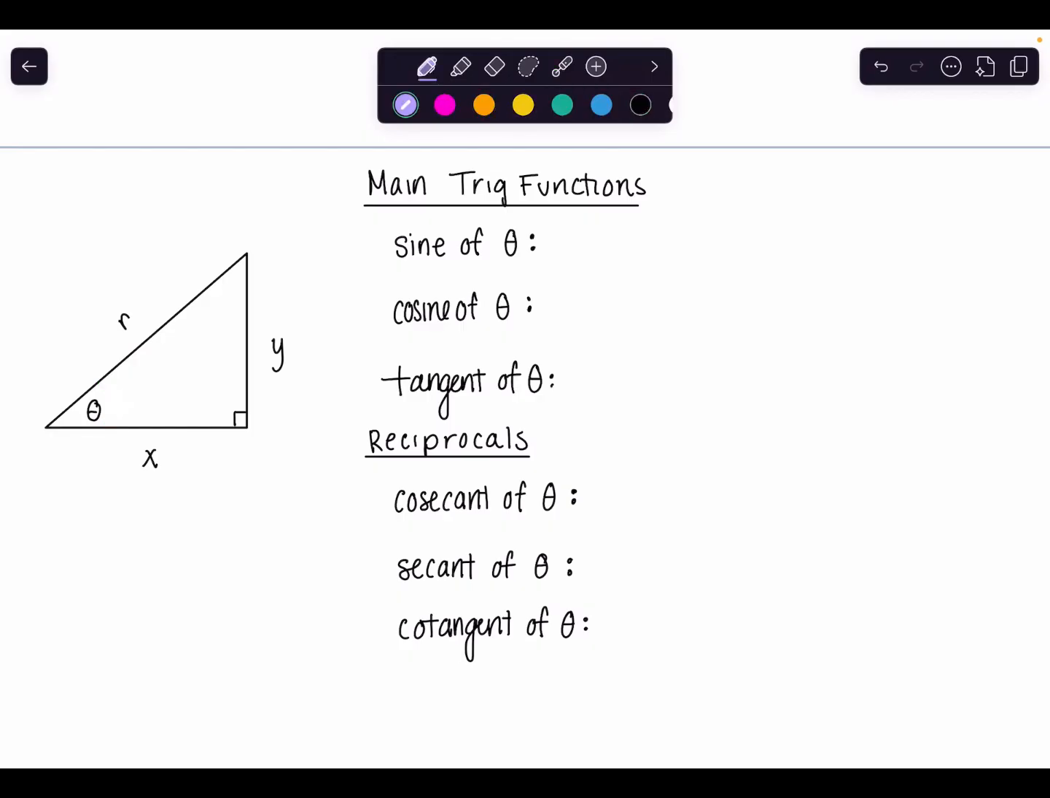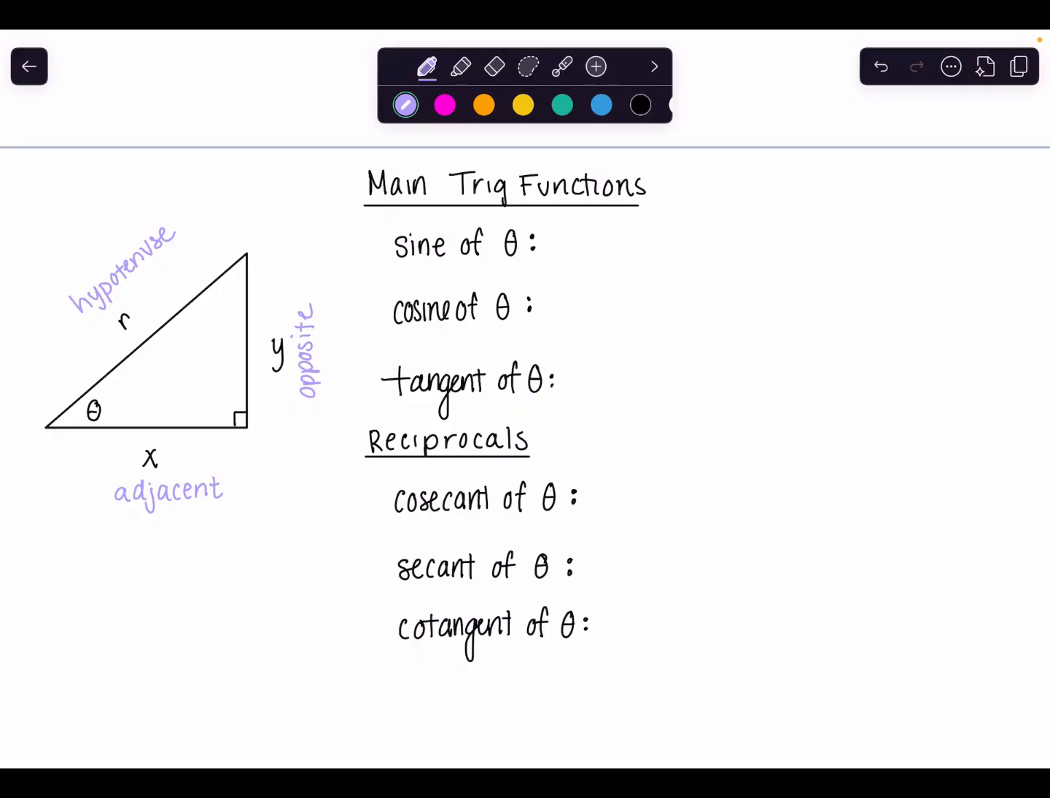So x is considered to be the side that is adjacent to that angle theta, because it is connected to theta. Y is the side that is opposite the angle. So we call this one the opposite. And then R is the hypotenuse of our triangle.